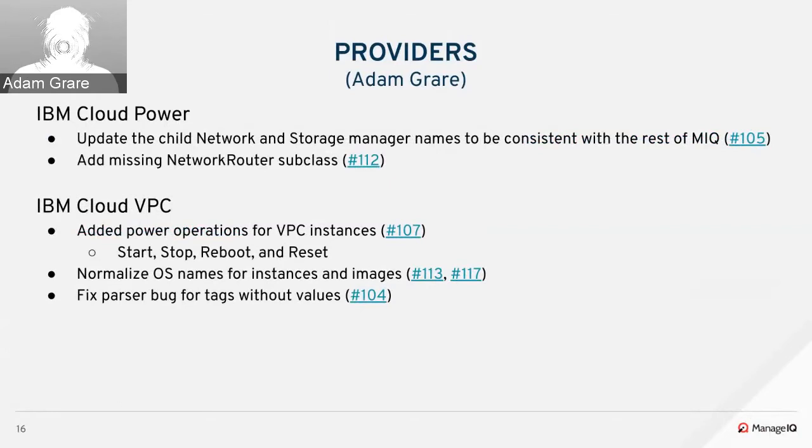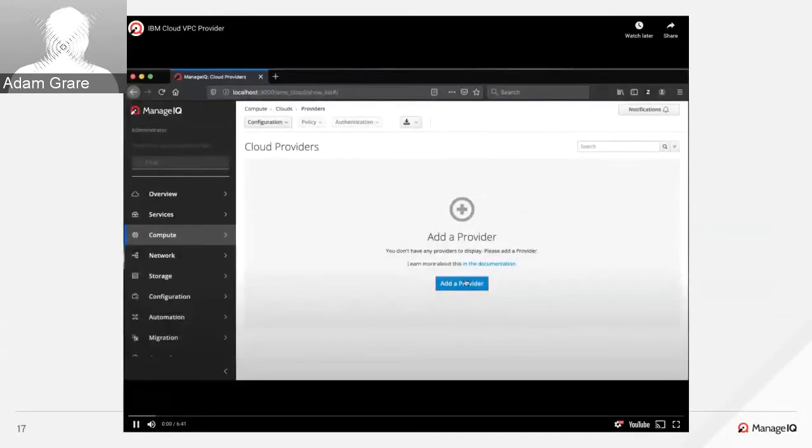And on the IBM Cloud VPC side, we added power operations for VPC instances. So now you can start, stop, reboot, and hard reset VPC instances. We also now normalize the operating system names for instances and images so that you can see the icon properly on the UI for these instances, and fixed a couple of parser bugs for tags that didn't have value. So if it's just a key, the parser was blowing up doing the tag mapping. And now for the next slide, we have Chad to present a demo for the IBM Cloud VPC provider.